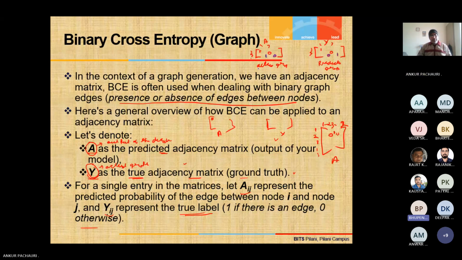If the prediction is correct, 1 should have been there and 1 is there, 0 should have been there and 0 is there. But the error will be 0 should have been there and there is 1, and the second error can be that 1 should have been there and there is 0. So for a single entry in the matrix, Aij represents the predicted probability of an edge between node i and j, and Yij represents the true value, where 1 if there is an edge and 0 if the edge is missing.